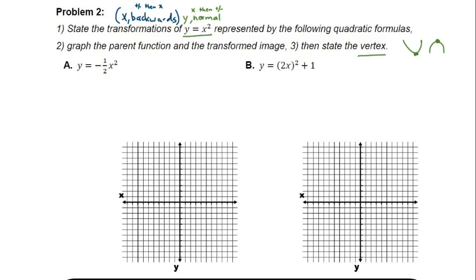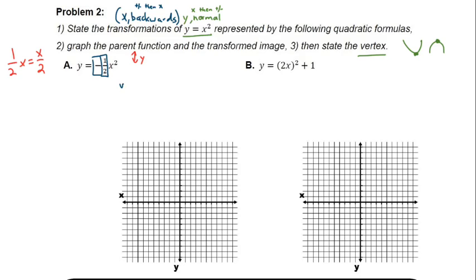So, here we go. Letter A. I know it looks like we're just multiplying by 1/2, but we're actually doing two things. Remember, the negative does one thing, the 1/2 does something else. Now these are outside the parentheses, so they are up and down. They have to do with y. If you multiply by 1/2 or divide by 2, which is the same thing, remember 1/2 x is the same as x over 2. Those are equivalent statements.